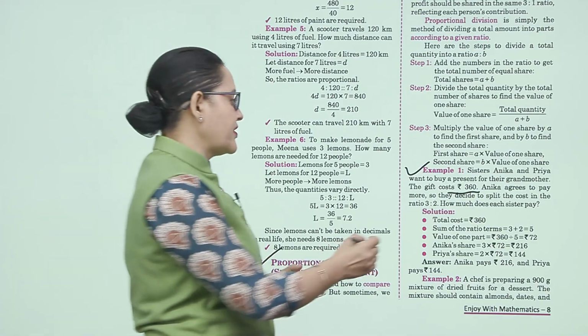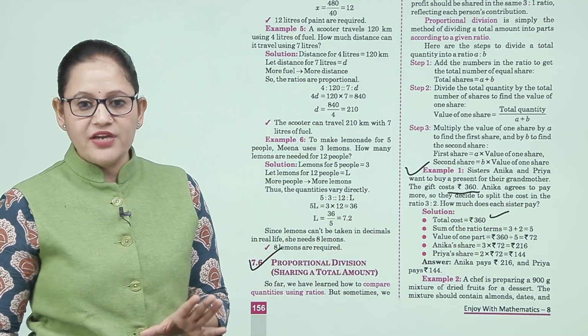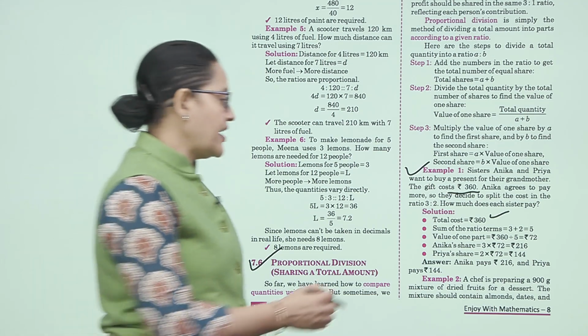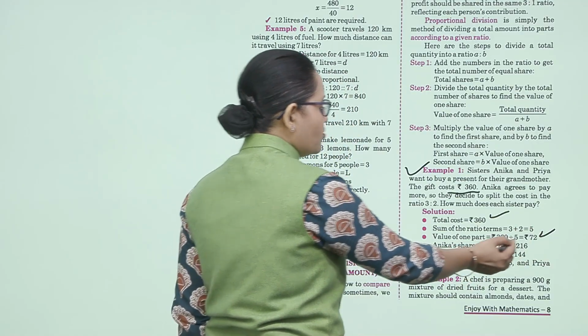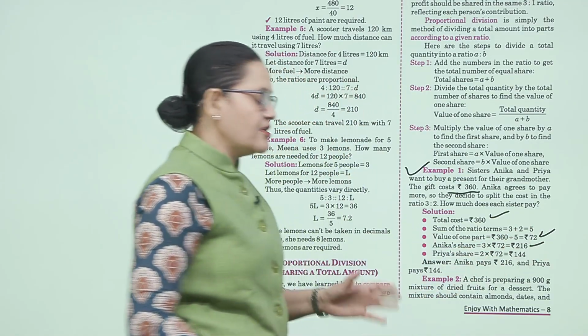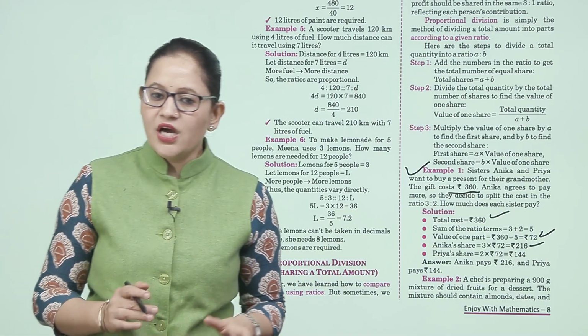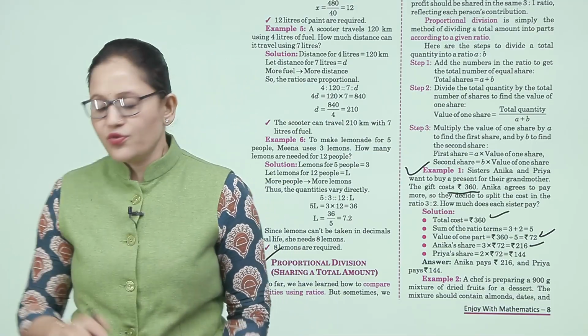Solution: the total cost of the gift is 360. The sum of the ratio, 3 plus 2, is 5. So the value of one part is 360 divided by 5, that is 72. So Anika's share is 3 into 72, 216, and Priya's share is 2 into 72, that is 144 rupees. So Anika pays 216 and Priya will pay 144 rupees.